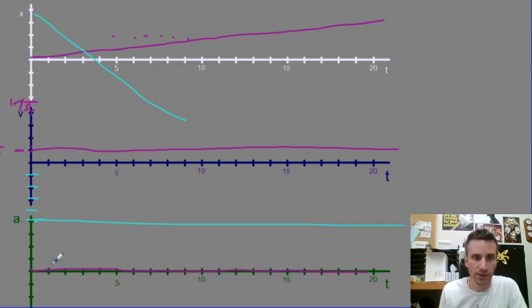Okay, and then what about the acceleration? Again, it's a straight line. It has an acceleration of 0.